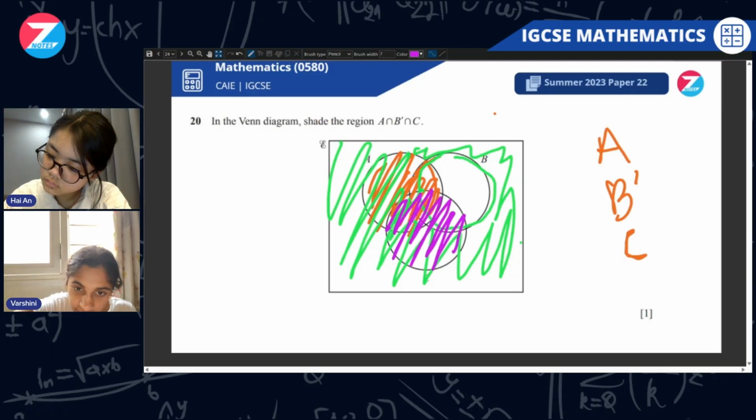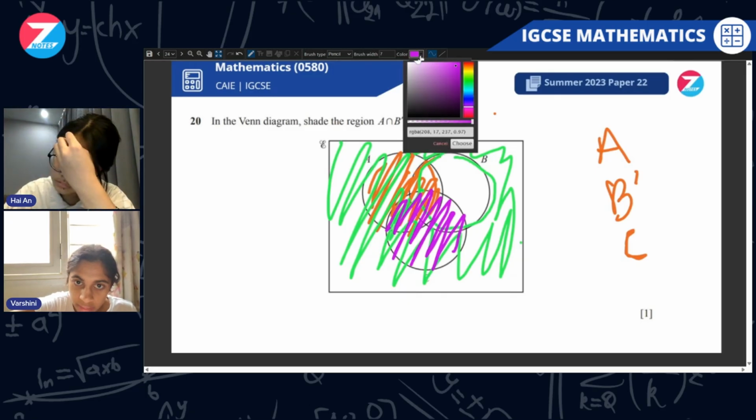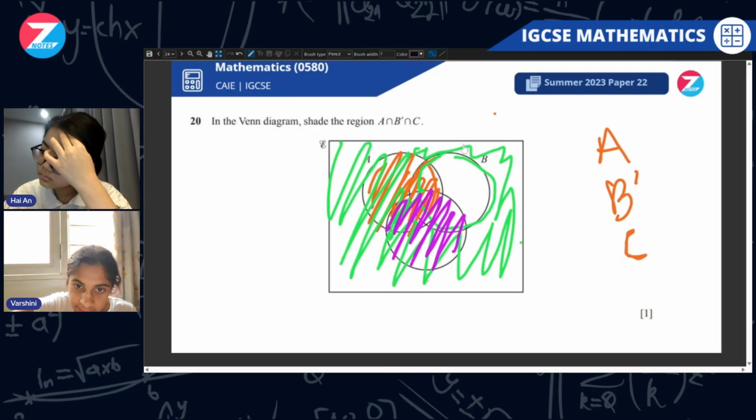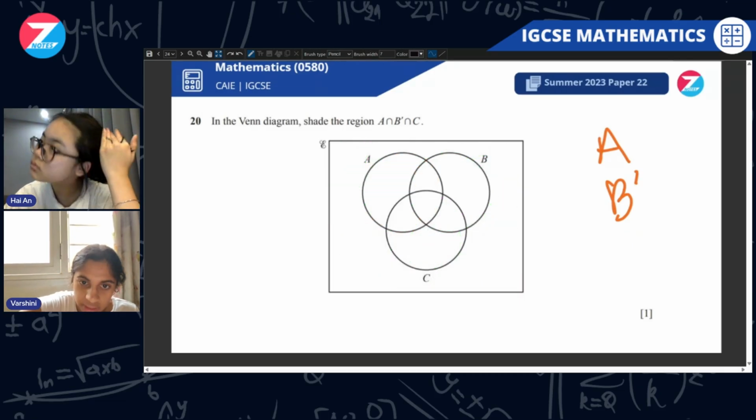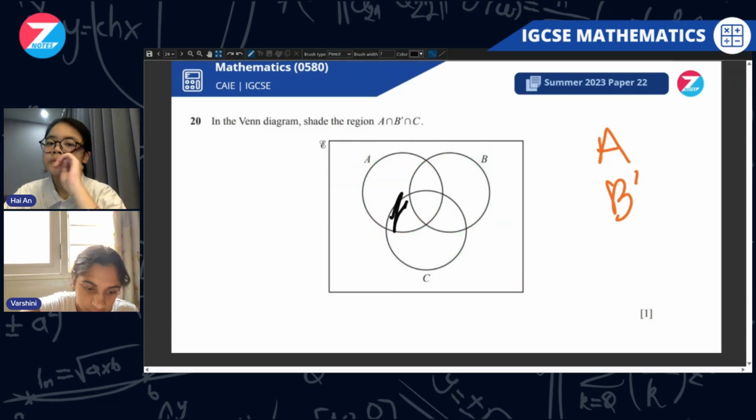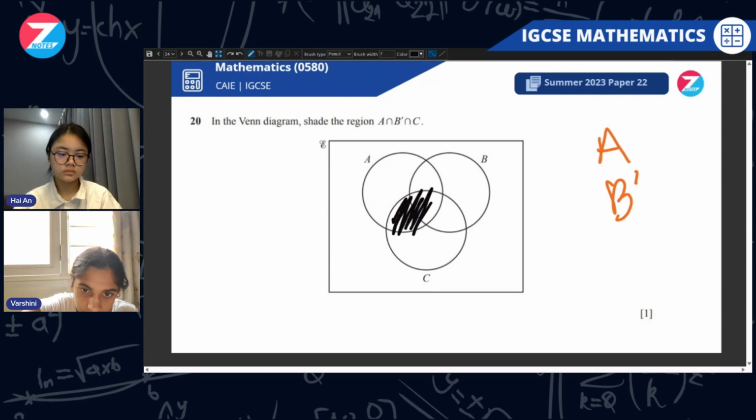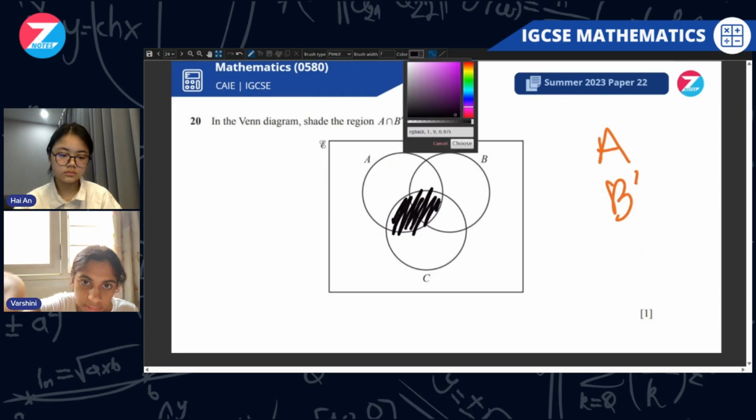Okay, so now let's look for the part that has green, red, and purple. So we can clearly see it's this part. This part has all three colors, so we know that's going to be the overlap between them. So now let's just remove all the extra shading and just shade this part.